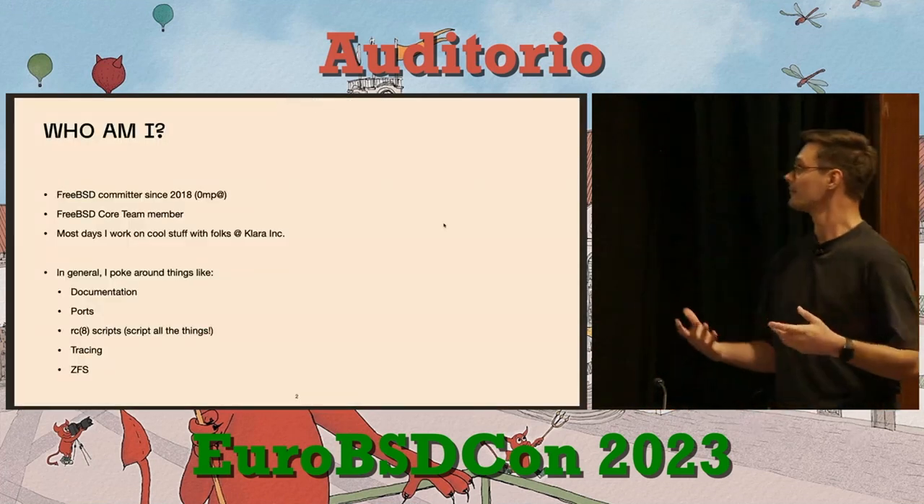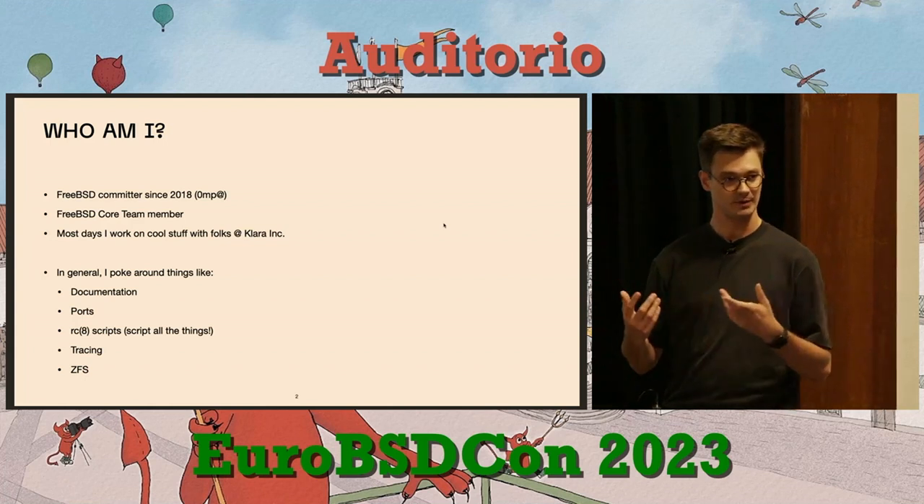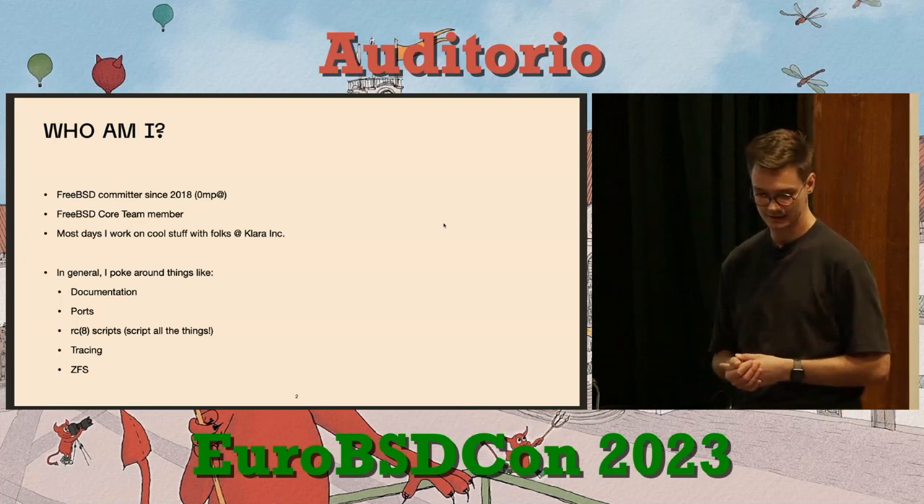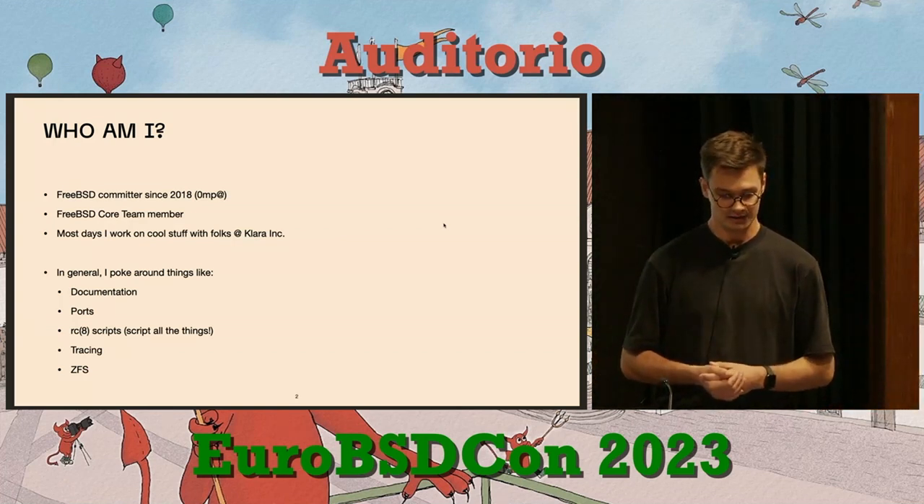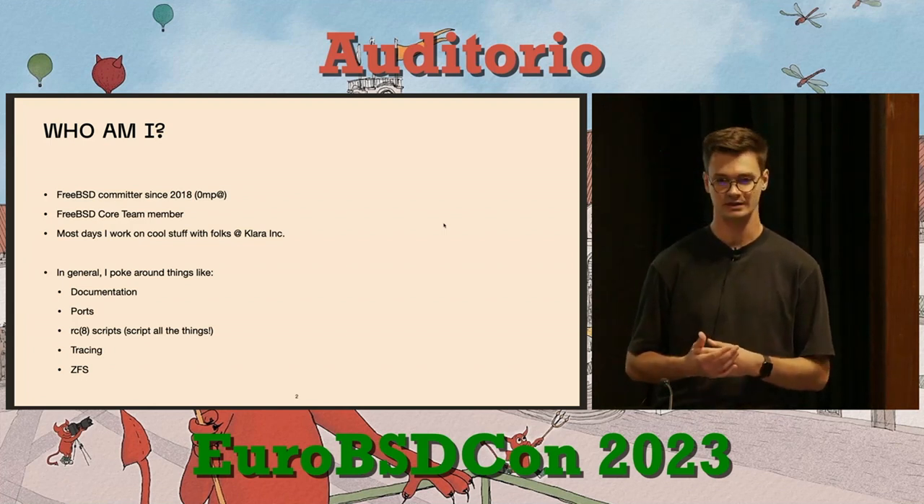So, who am I? I'm a FreeBSD committer since 2018. You may know me as 0MP. I am now serving on the FreeBSD core team. And most days I work on cool stuff with folks at Clara. But in general, I poke around things like documentation, ports, RC scripts, tracing, and ZFS.